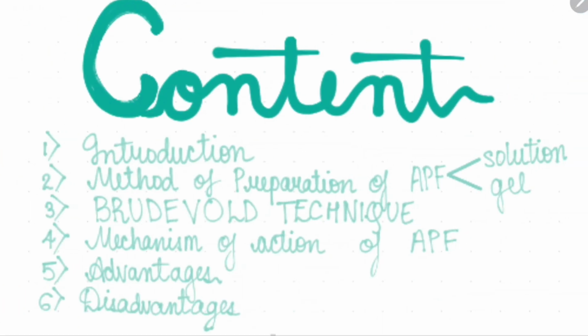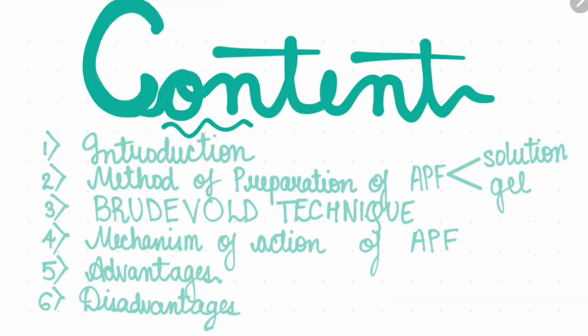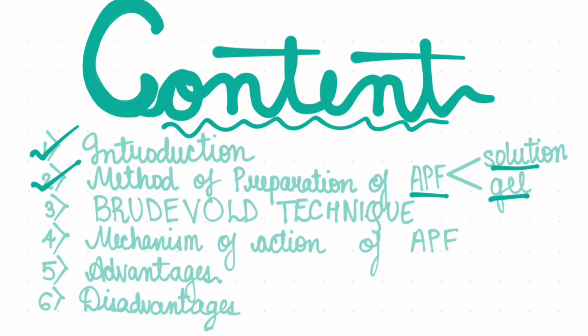So with that, we come to the next part of our video, which is the content. What is the content of this video? We are going to see the introduction: what is APF, what is its pH, why it's important, what is its effectiveness, what is the technique of application and everything. The second is the method of preparation of APF solutions and gel. How do you prepare the solution and gel? Anywhere and everywhere the question is asked, tell us about APF gel or APF solution, we have to say how it is prepared. That will be the first part of our answers.